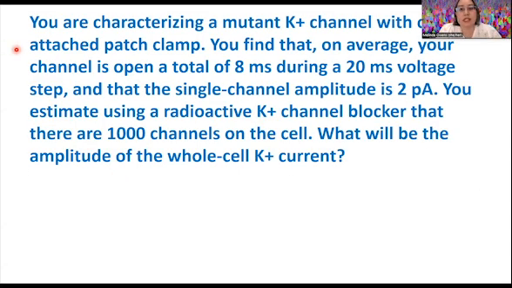All right, so how does that work overall? Say that you're characterizing a mutant potassium channel with cell-attached patch clamp. You find on average your channel is open a total of 8 milliseconds for every 20 milliseconds that you're measuring it, and that the single channel amplitude is 2 picoamps. You estimate using a radioactive K+ channel blocker that there are about 1,000 channels on the cell. So if this is all true, what will be the amplitude of a whole cell K+ current? All right, before we go on, why don't you pause the video, take a stab at that yourself, and then continue on.